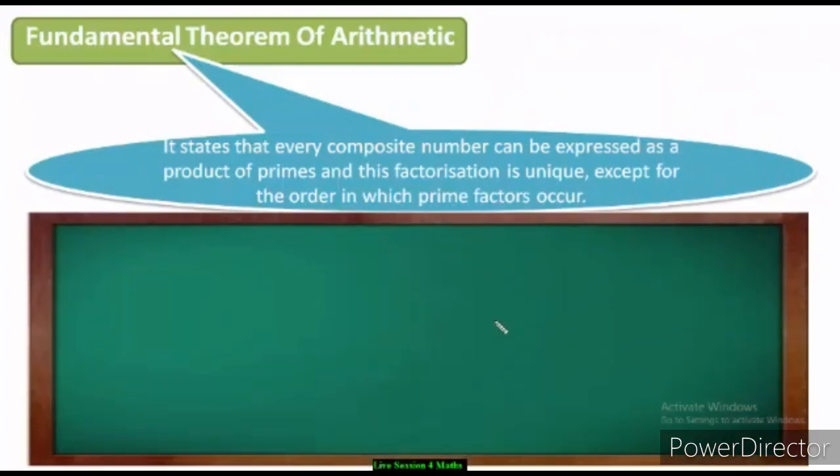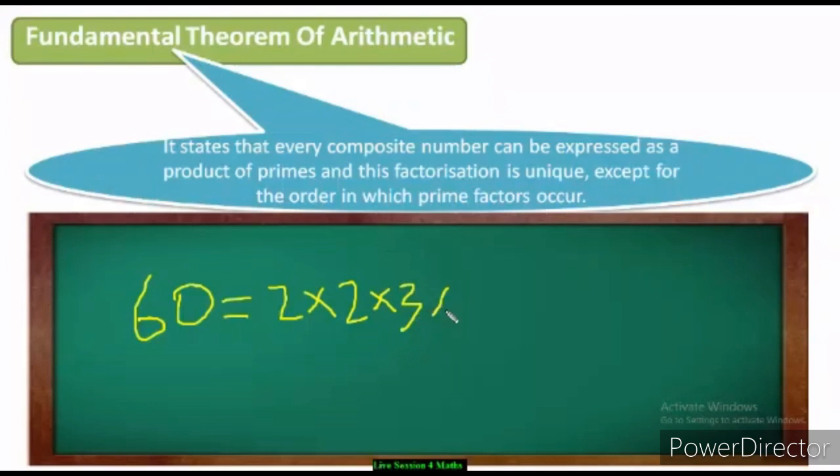Now let me give you one more example. Let us take one number, 60. 60 is also a highly composite number, maximum factors are there. So we can express it as a product of primes, that is 2 into 2 into 3 into 5, or we can also write this as 2 raised to the power 2 multiply by 3 multiply by 5.